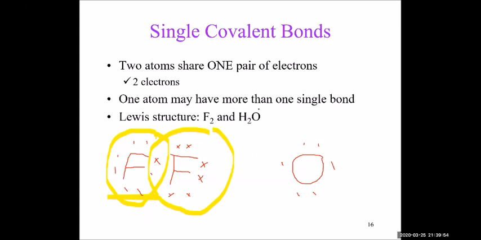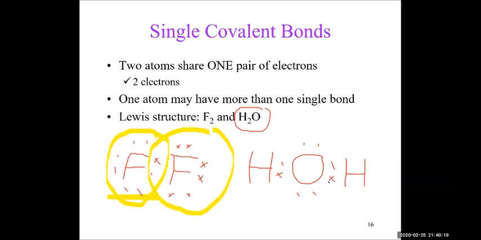So how does water form bonds? Let's continue with this. The 2 hydrogens. This cross electron belongs to hydrogen. And we have another hydrogen here. And this electron belongs to the hydrogen.